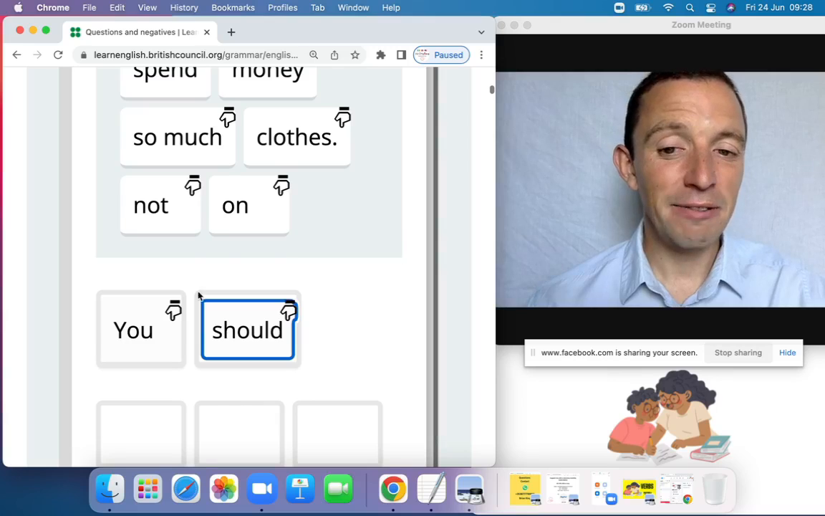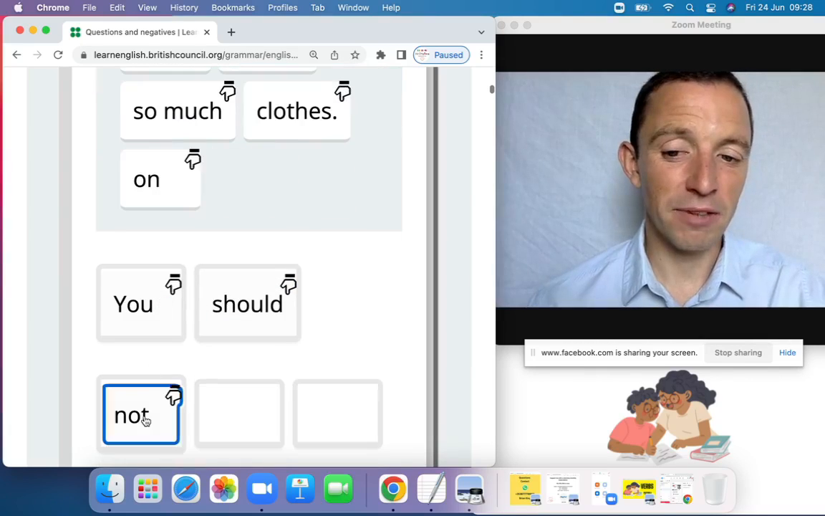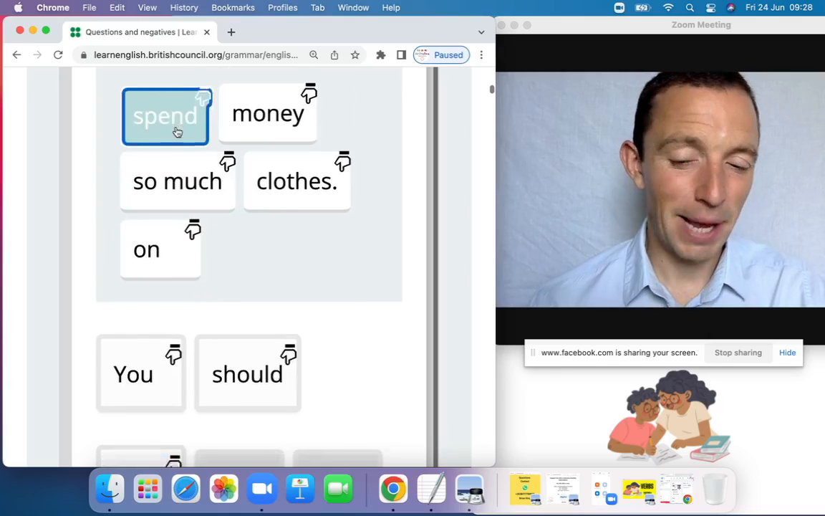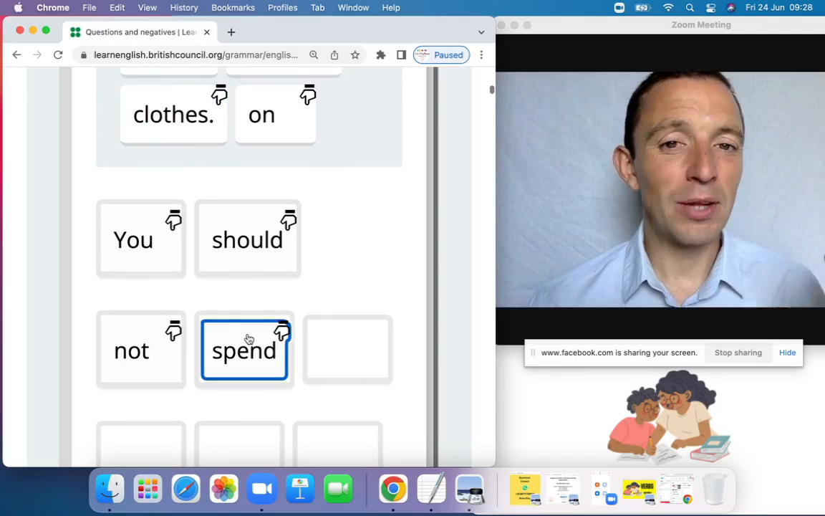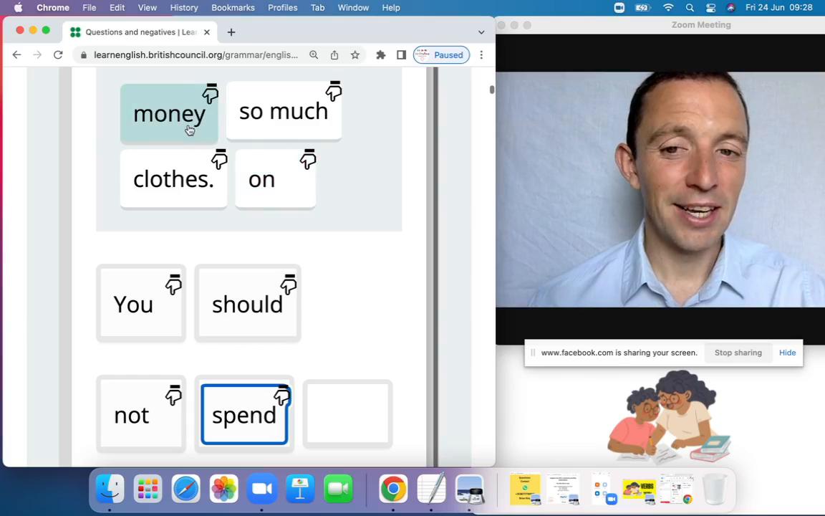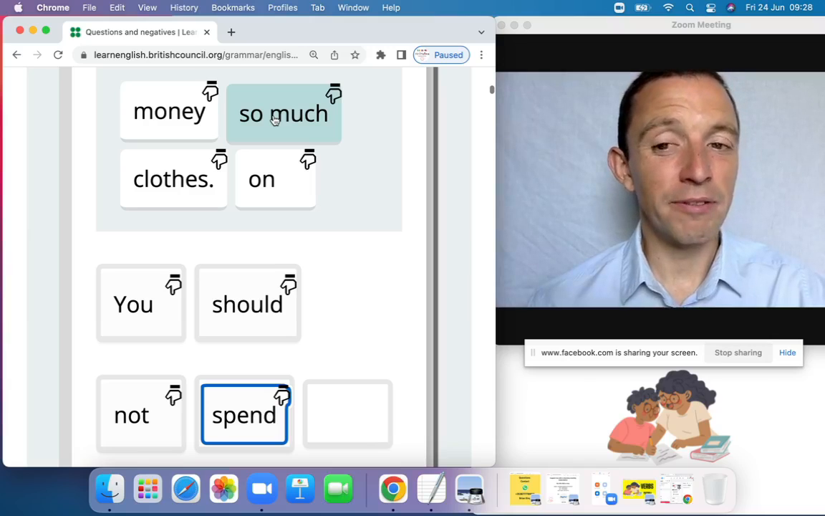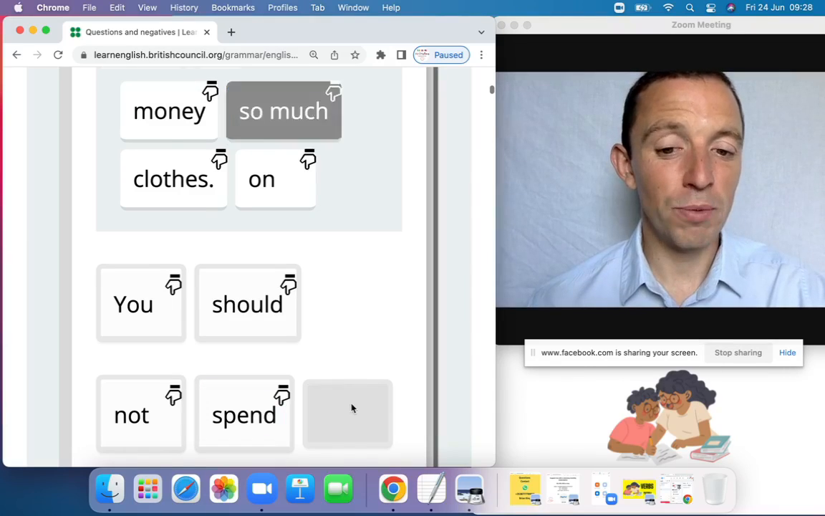If it's negative, we put not after the first part of the verb. You should not spend. Spend what? Spend time, spend energy, spend money. Yes, but we also have a quantifier or an intensifier, and this becomes before money. So you should not spend so much money.